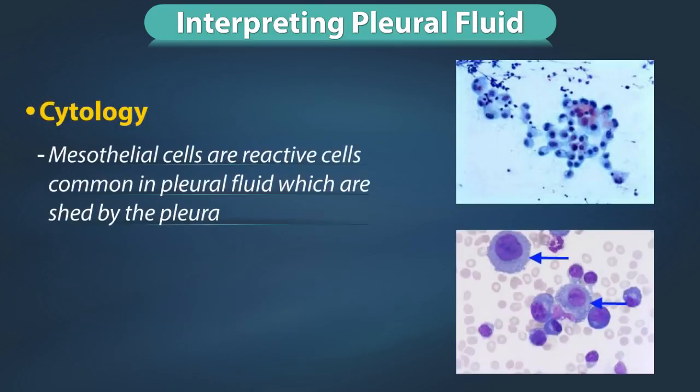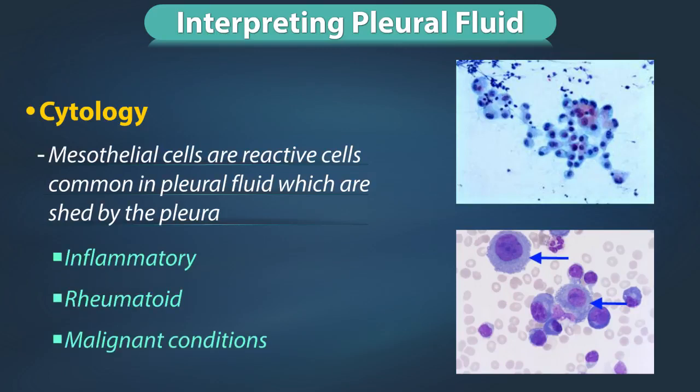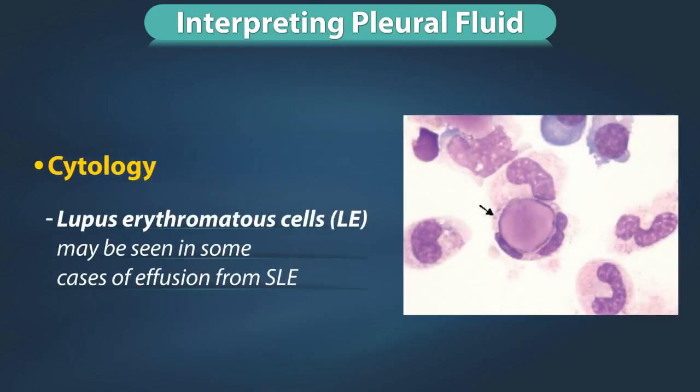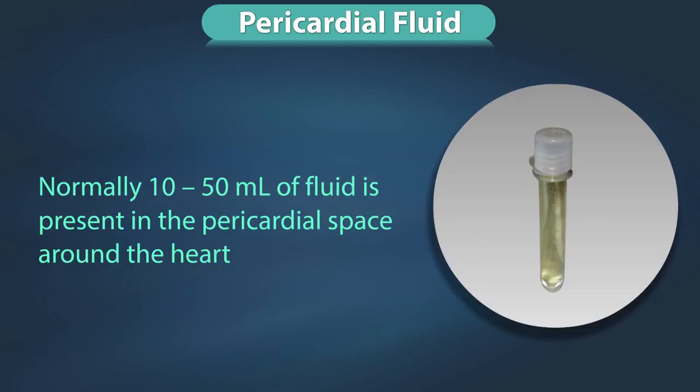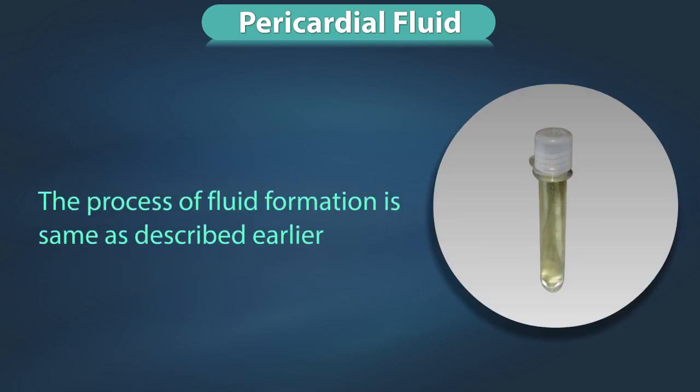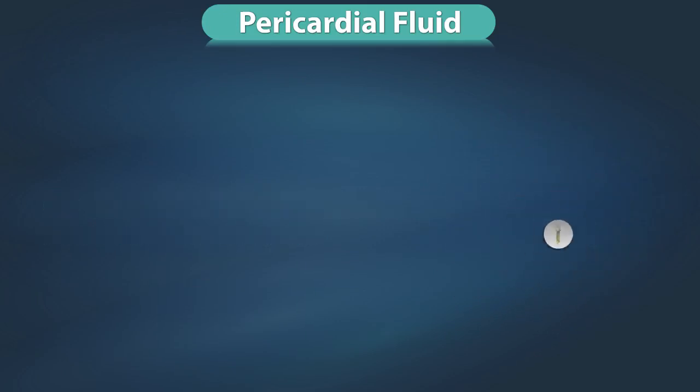Cytology. Mesothelial cells are reactive cells commonly seen in pleural fluid which are shed by the pleura. They are seen in inflammatory, rheumatoid, and malignant conditions. Lupus erythematosus cells or LE cells can be seen in some cases of effusion from systemic lupus erythematosus. Pericardial fluid. Normally, 10 to 50 milliliters of fluid is present in the pericardial space around the heart. The process of fluid formation is the same as described earlier.